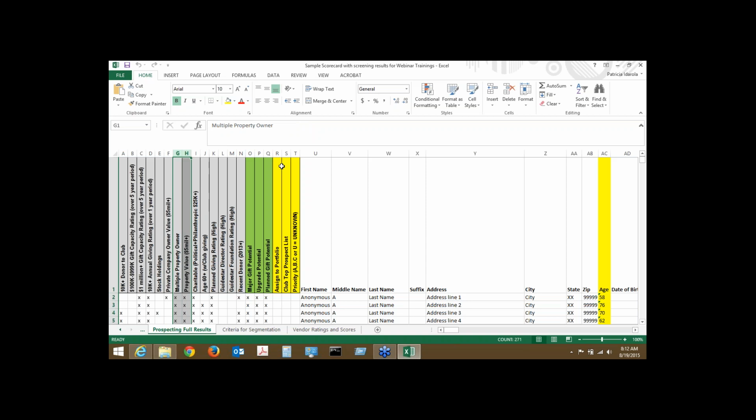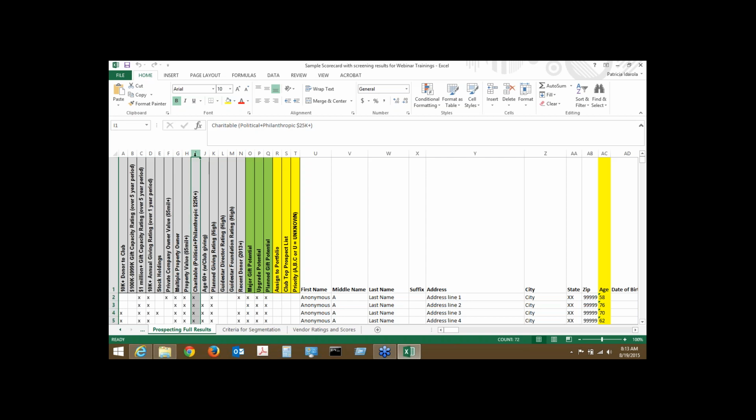For multiple property ownership, if people had two or more properties and a high quality of match for real estate, they got a check mark. For property value, if you're in an area like California, then a property value of 5 million plus is used. If you're in an area like Tampa, Florida, we might use a property value of $1 million plus as the cutoff. It depends on your geographic area. So your file may say 1 million plus, or it may say 5 million plus. In this example, it's 5 million plus, so anybody with a real estate value of 5 million plus and a high quality match for real estate got a check mark.